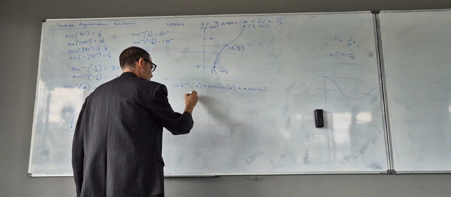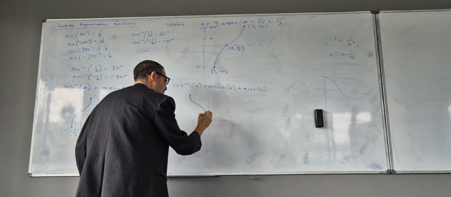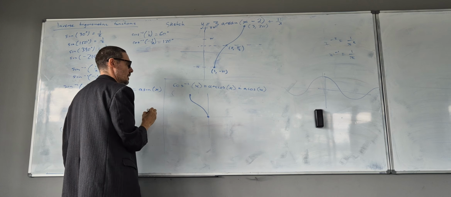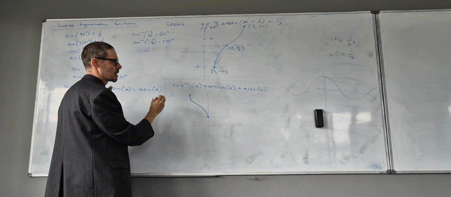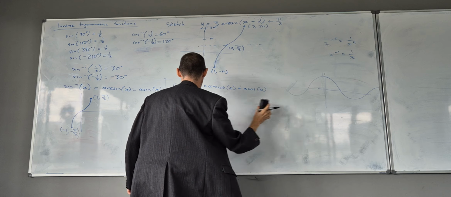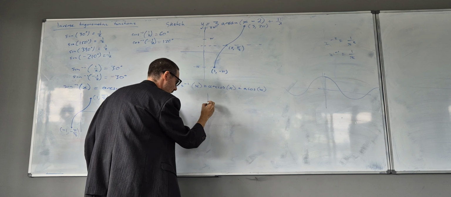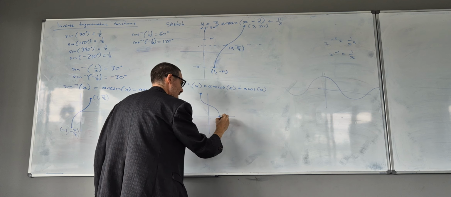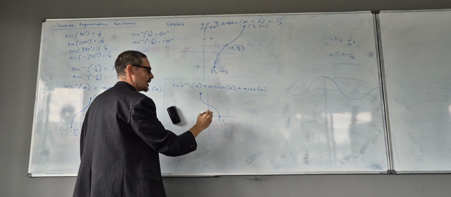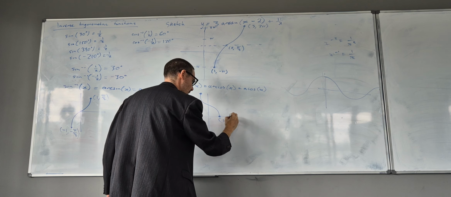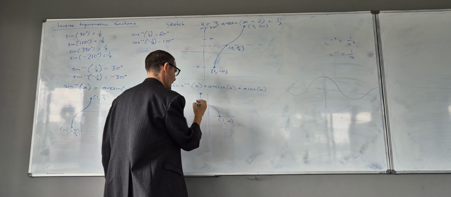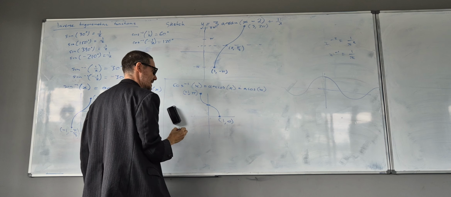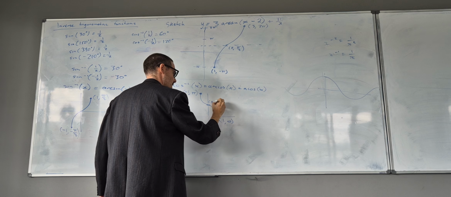So my arc cos goes from the origin up to... That's not right. I can't draw it right. Here. That's better. This one is 1, 0, and this one is -1, pi. And this point here is 0, pi on 2.